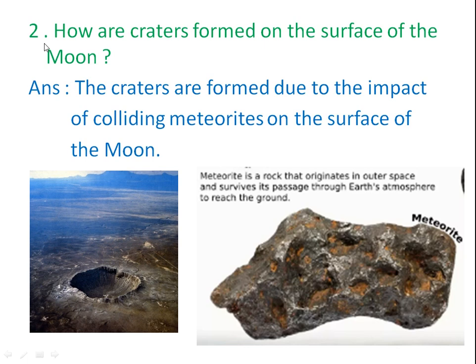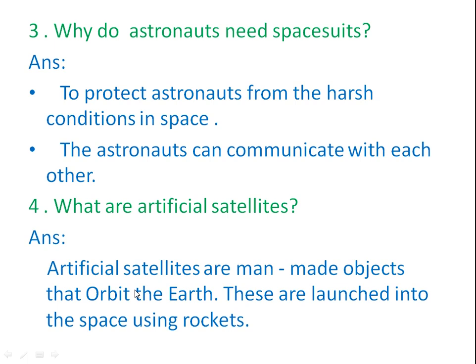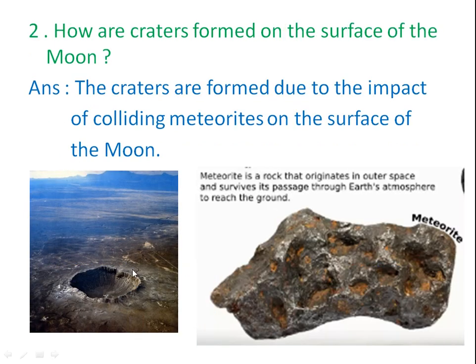Second question, how are craters formed on the surface of the moon? See here, the answer. This picture is an example for the craters and this picture is an example for the meteorites. The craters are formed due to the impact of the colliding meteorites on the surface of the moon. See here, what is the meaning of craters? A large bowl-shaped cavity in the ground. This is the meaning of craters.